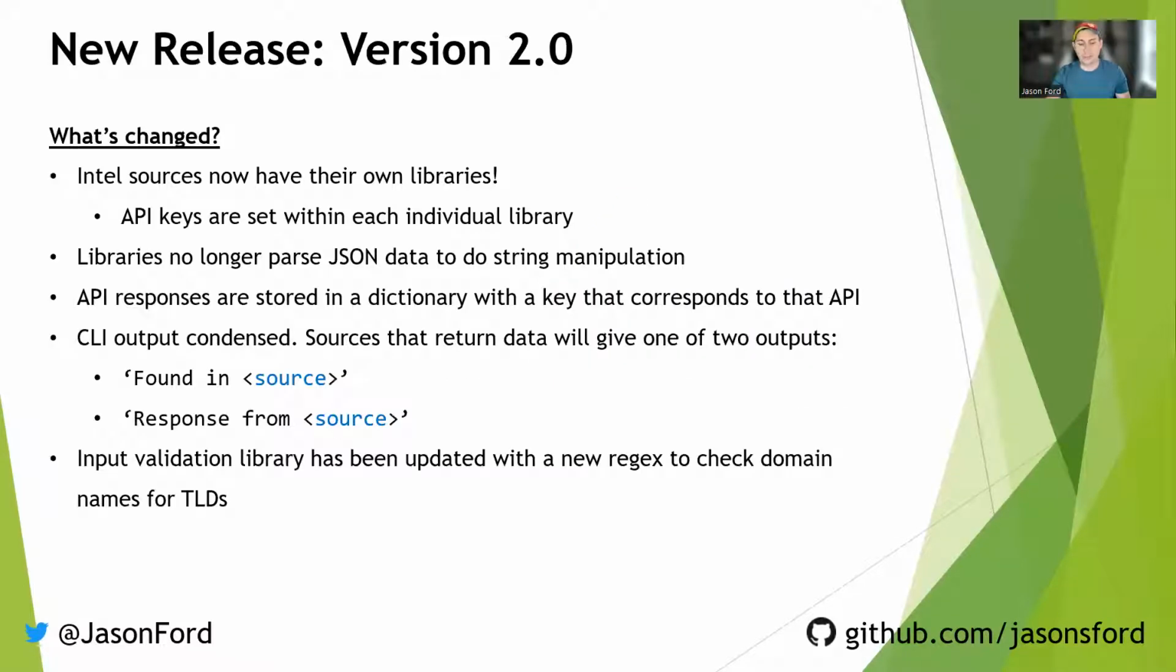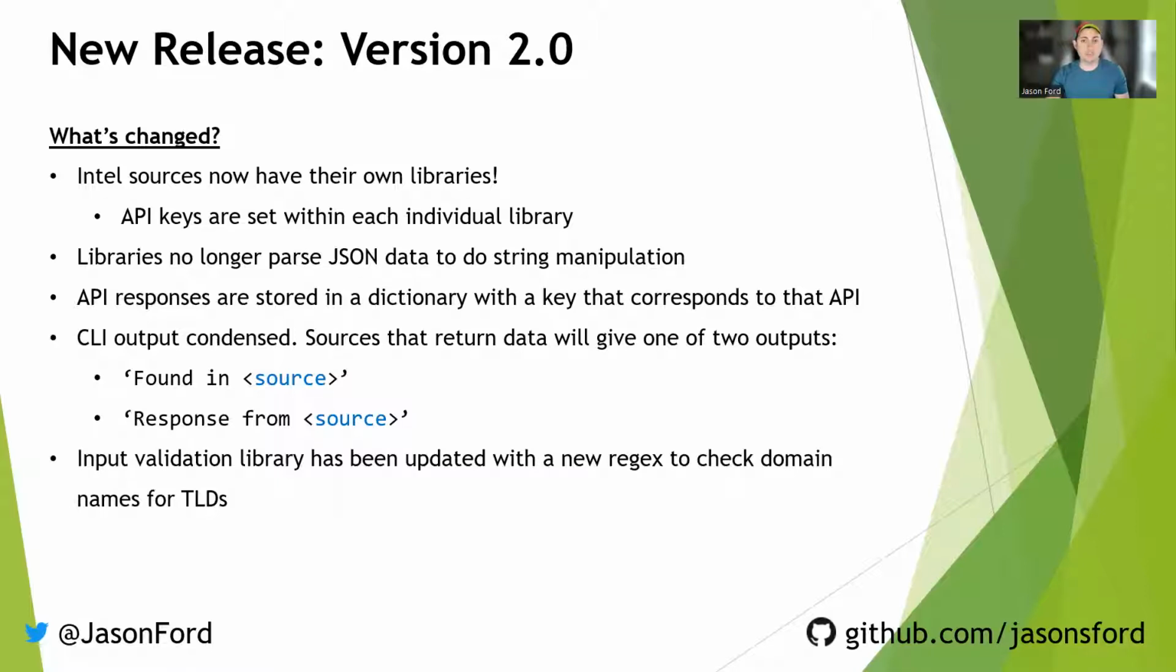There's a bunch of stuff that has changed in this version of Intel Collector. The biggest thing being that everything is now modular. Intel sources have their own individual libraries. So API keys are going to be set from within each individual library. This is going to give us a bunch of additional functionality and make it a lot easier to add new sources going forward, as the code base for the primary Intel Collector script will remain relatively the same, and we can just add new sources of intelligence as they become available or as you find your own sources that you would like to be able to add to the project.